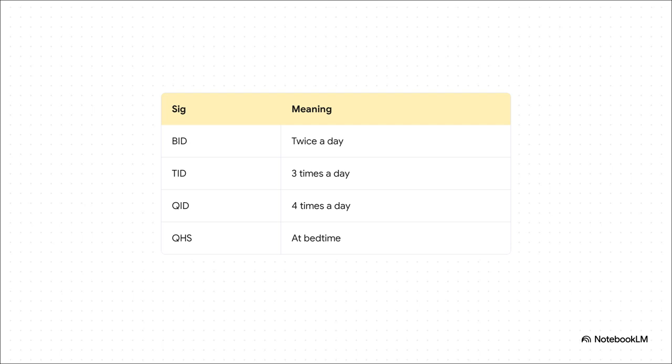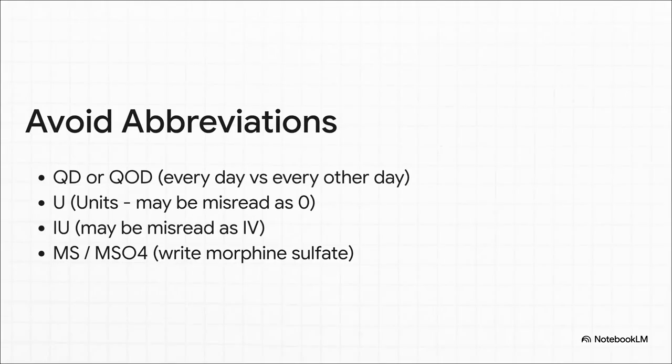But watch out, because some abbreviations are so dangerous they're literally banned. The Institute for Safe Medication Practices, or ISMP, publishes a strict do not use list. Take QD for every day and QOD for every other day. Imagine those scribbled in messy doctor handwriting. They look incredibly similar, don't they?